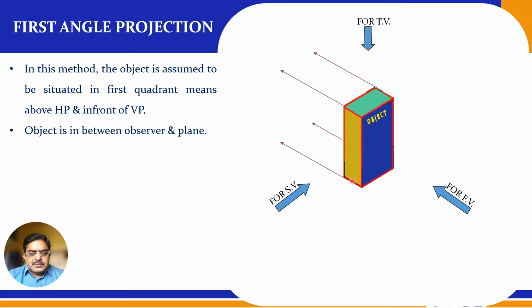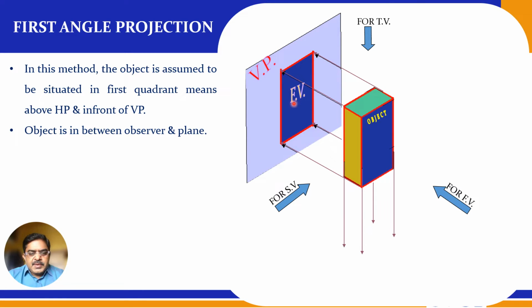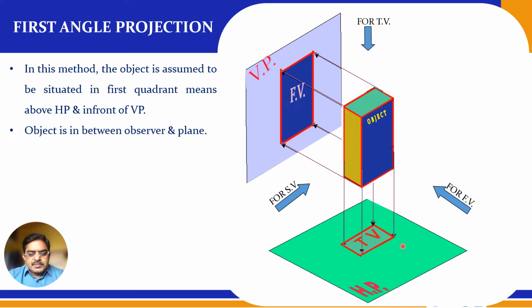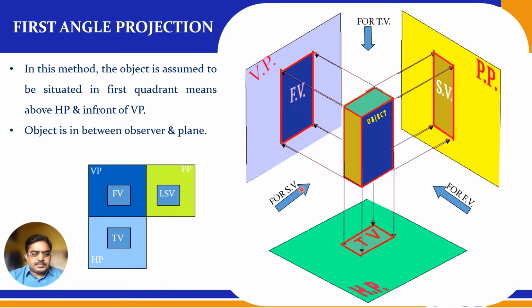This surface is visible, that's why you are seeing in this direction. If the other side is visible, we have to see in that direction. Normally this is the front view on VP, the top view on HP, and the side view on the profile plane. So these three views are obtained, and these three we have to project orthographically onto our drawing sheet. This is the scheme of placing front view, top view, and left side view.